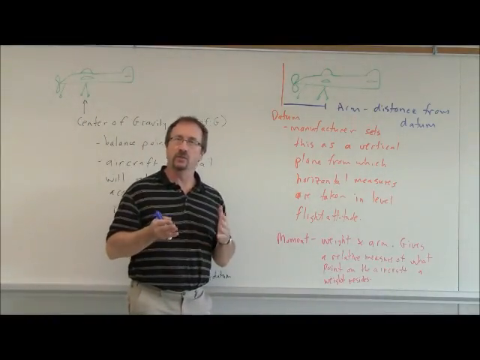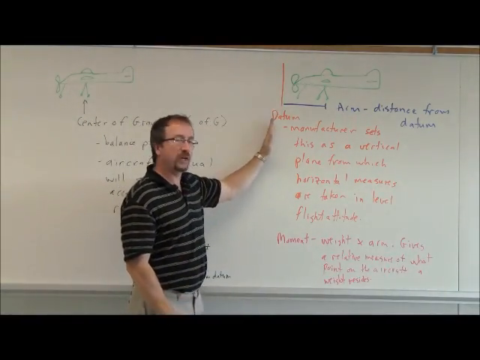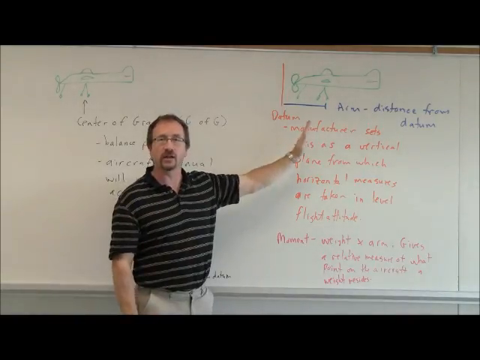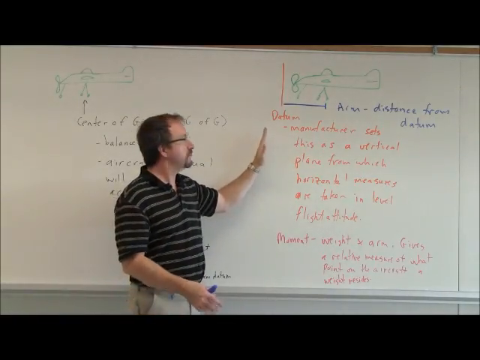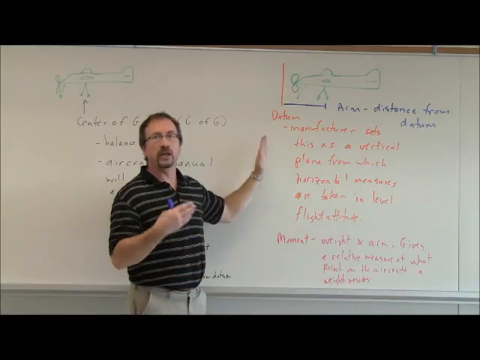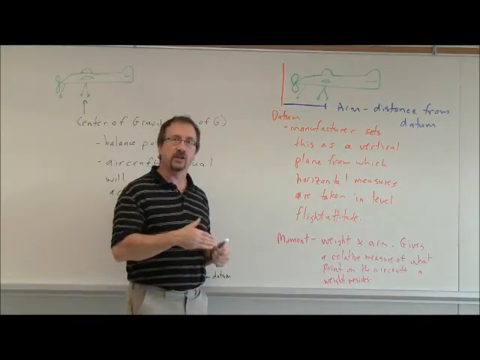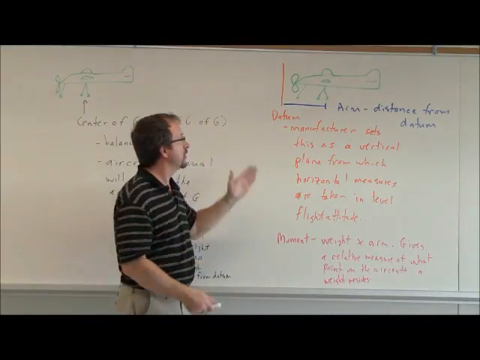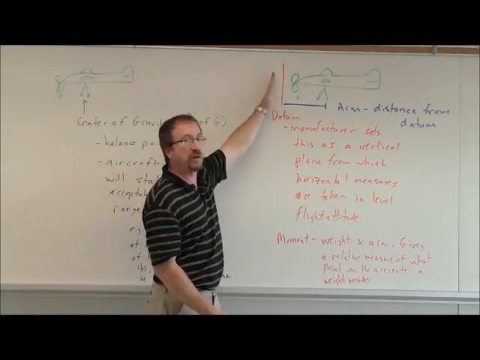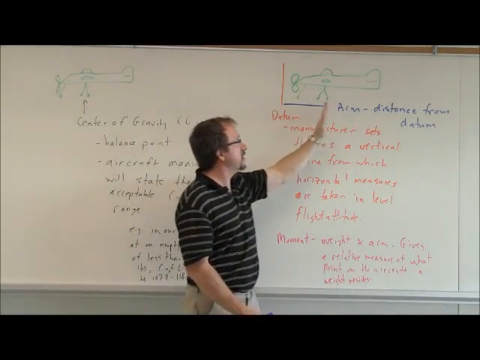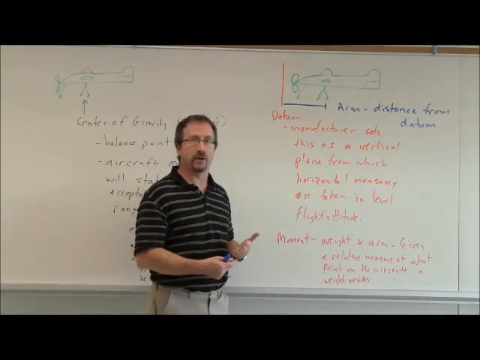The manufacturer, when they design the aircraft, pick a point in space, could be on the aircraft, could be in front of the aircraft, but they choose it, from which we'll make all of our horizontal measurements based on the aircraft being in level flight. So on our plane, the datum was in front of the aircraft, and all of our measurements along the aircraft were based on that datum point.